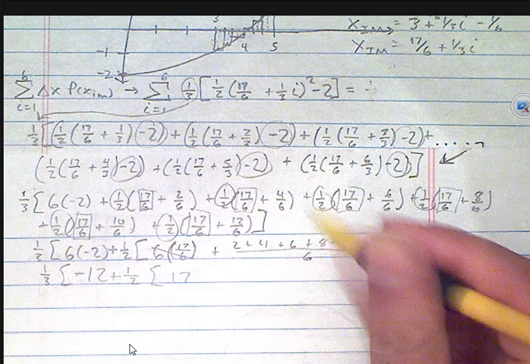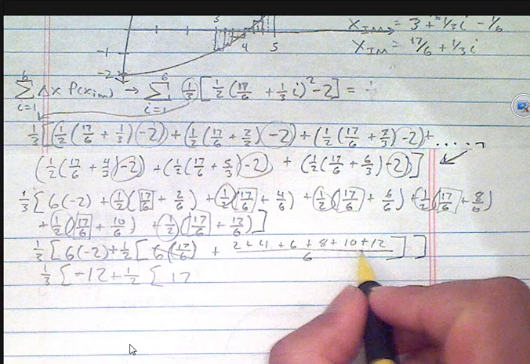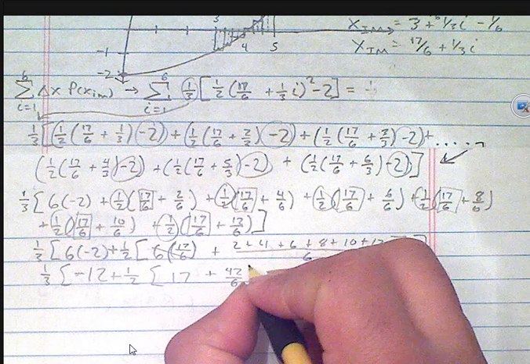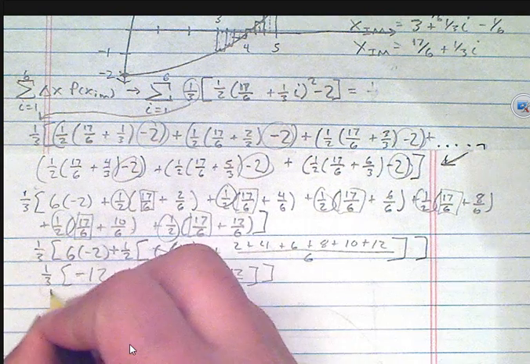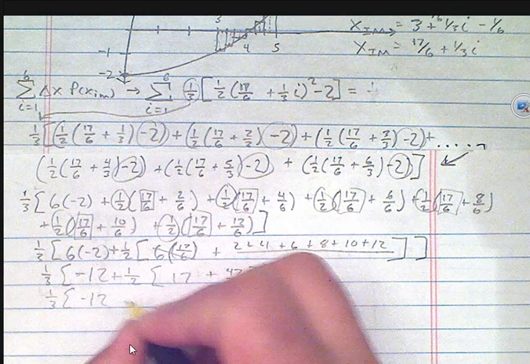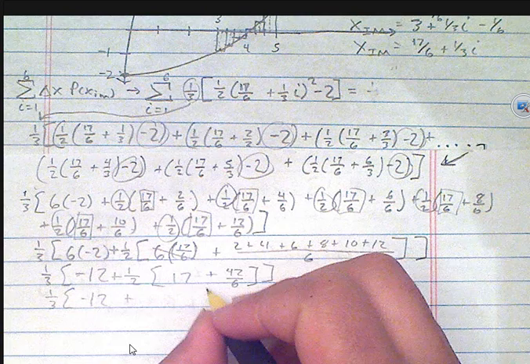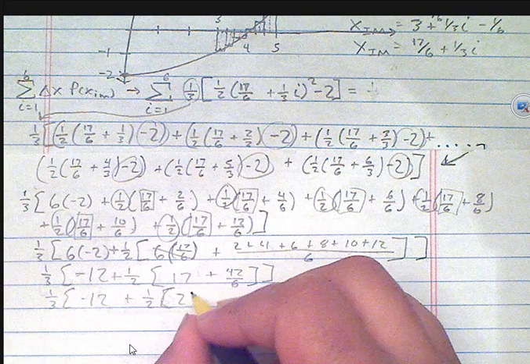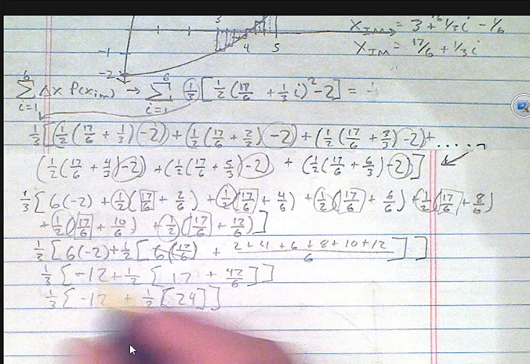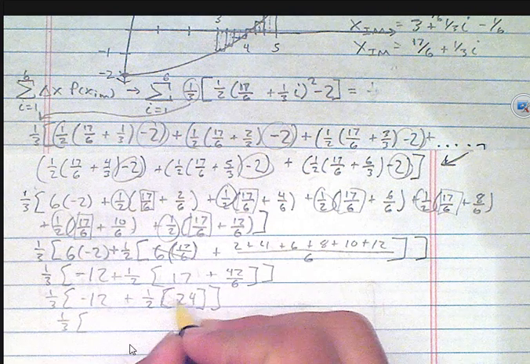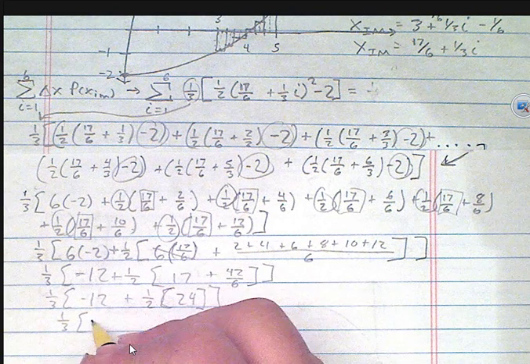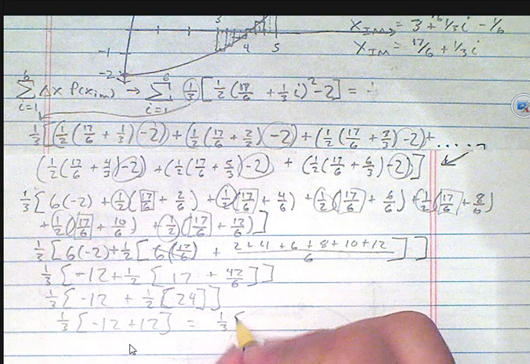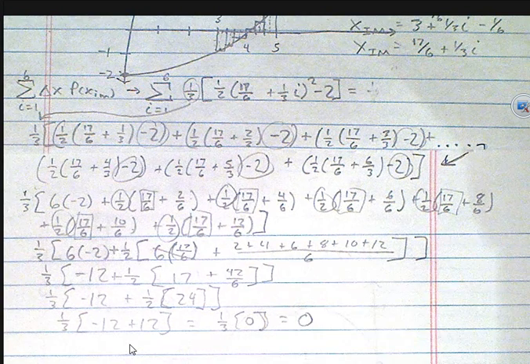2 plus 4 is 6, and 6 is 12, and 8 is 20, and 30, and 42 over 6. Plus 42 over 6. 1/3, negative 12, plus 42 over 6 is 7, and 17 is 24, so 1/2 of 24, 1/3. What is half of 24? It's 12, so 12 plus negative 12 equals 1/3 of 0. Well, what do you know? Our answer is 0. 0 units squared.